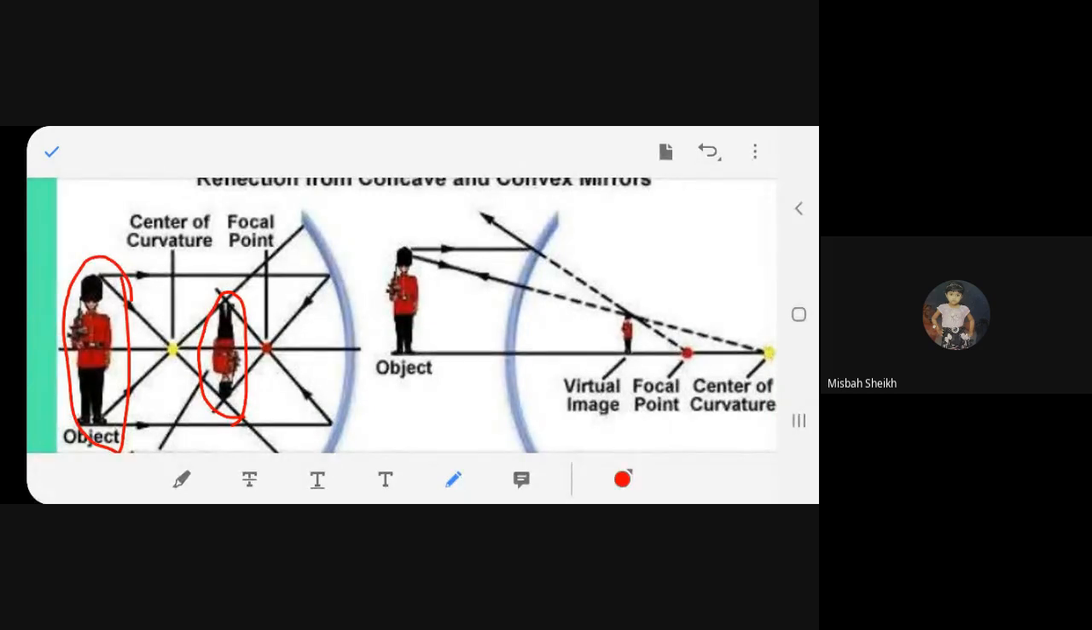Can you see any dotted lines in between? Hello? Can you see any dotted lines? No. So this is a real image, right? Now we will see the second one.